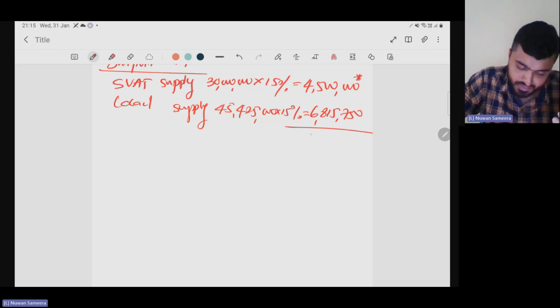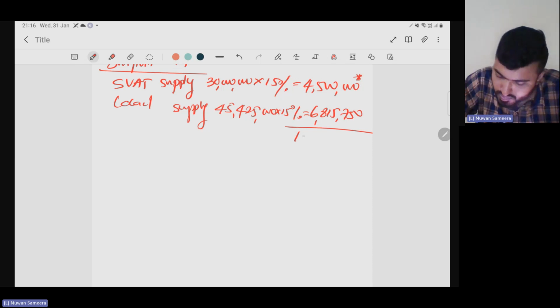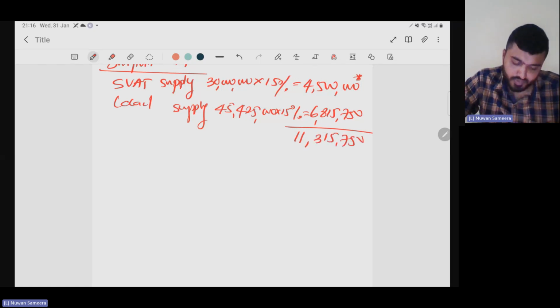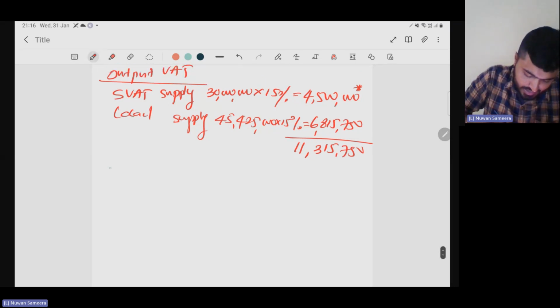So total is 100. Right? This is the total output VAT. Then from this you can deduct the allowable input VAT.